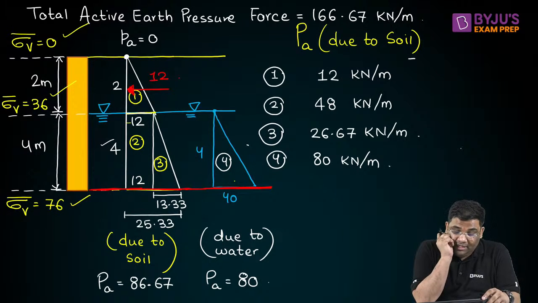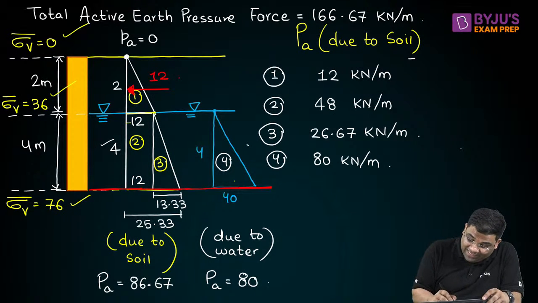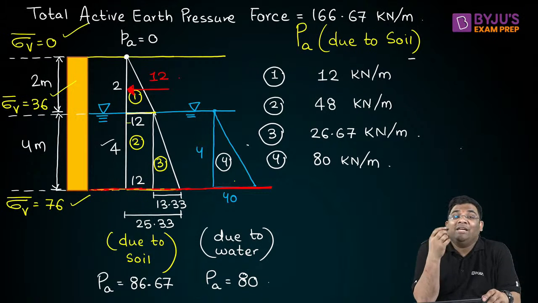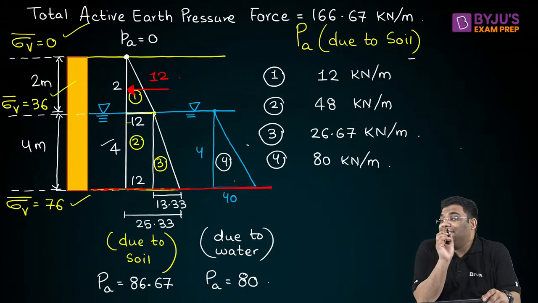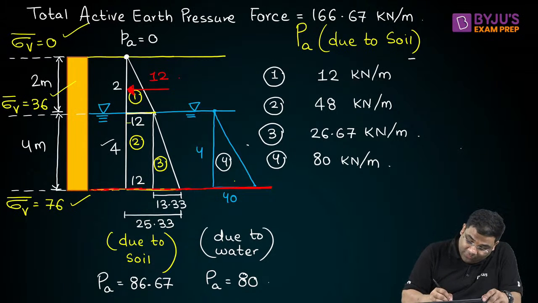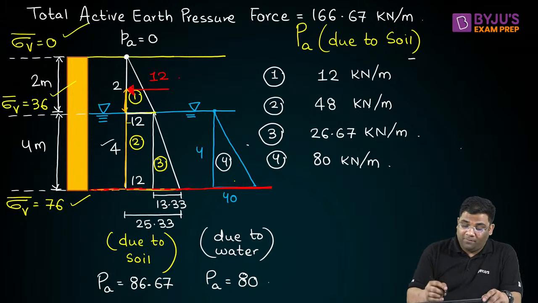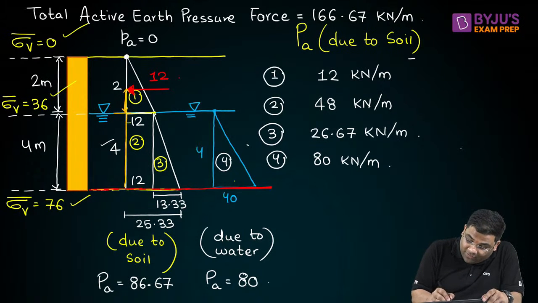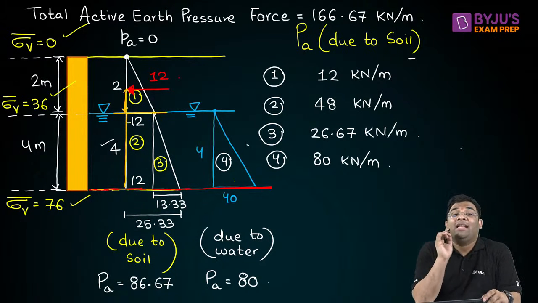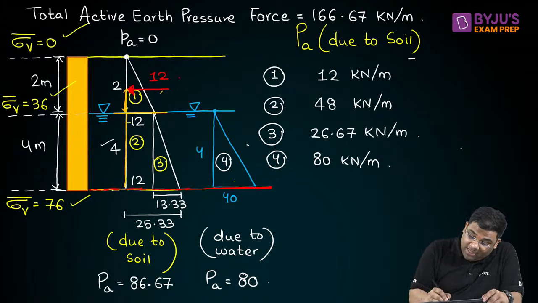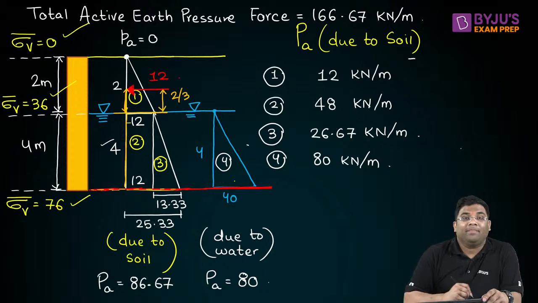From the base, it will act at 4 and then 2 by 3, 4.67. You see, this is 4 and then this one will be how much? This one will be 1/3 of this triangle height, right? First triangle height. So first triangle height is 2. So this will be how much? This will be 2 by 3. Yes, and then 4 meter, giving me how much?